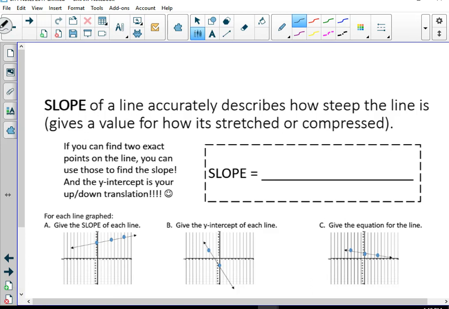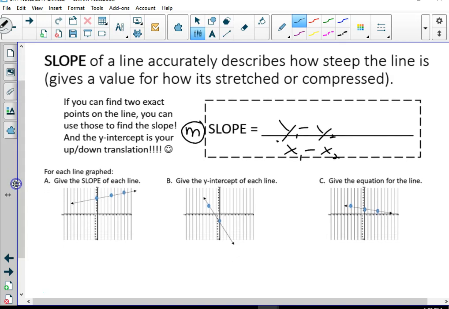Okay, remember, slope, we've already talked about this, is m. And we calculate y minus y over x minus x. I don't really care about the 1 and 2 or 2 and 1, it doesn't matter. You just pick the point and go in the same order. Technically, it's supposed to be in order with the numbers, but you can go either direction.